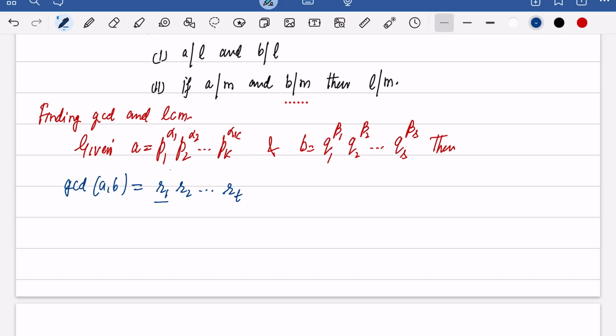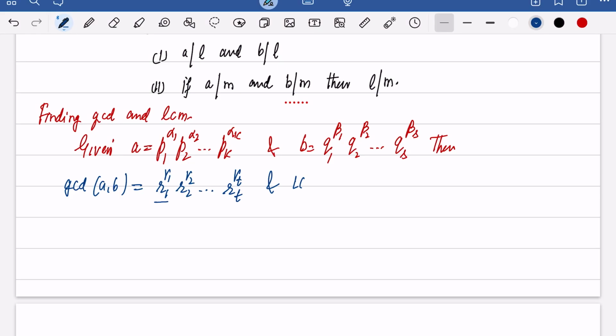So R1 will have some power alpha i in A, and it will have some power beta j in B. Among those alpha i's and beta j's, we have to pick up the smaller one. Let's call that smaller one gamma 1. So first pick up a common prime and then choose its smaller power appearing in A and B. Similarly, R2 is another common prime. Assuming that its smaller power among A and B is gamma 2, and for RT it is gamma t, this product will be the GCD.